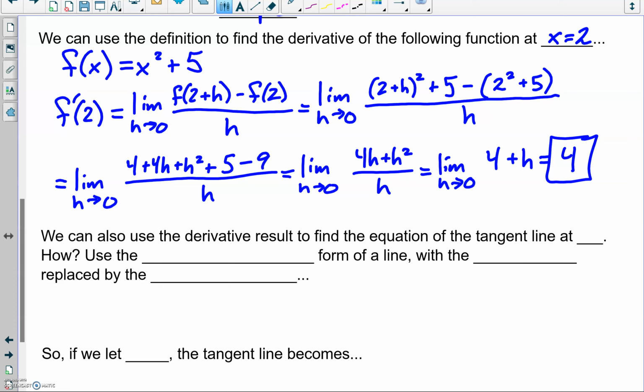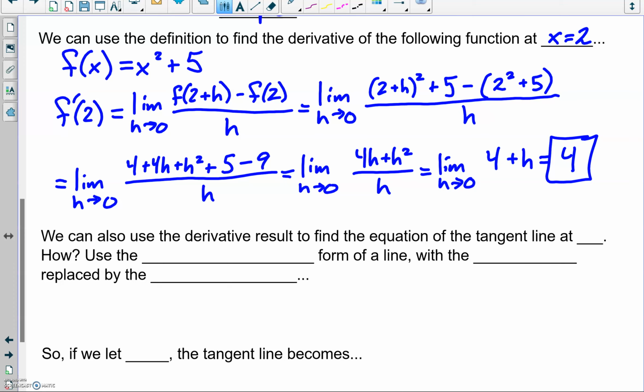And what that tells me then, if I were to graph x squared plus 5, and you can do this on your own, and then look at different tangent lines, and we're going to get this here shortly, at x equals 2, the slope of the tangent line would be 4.